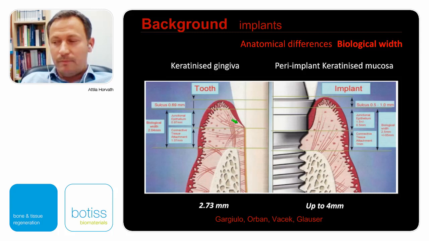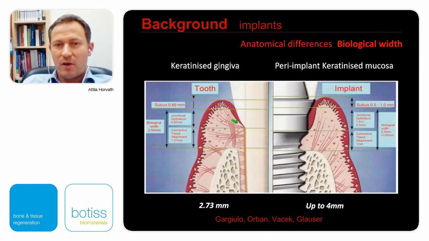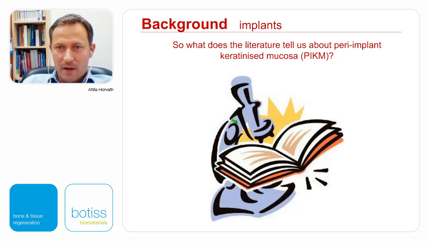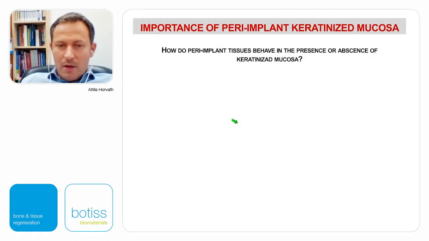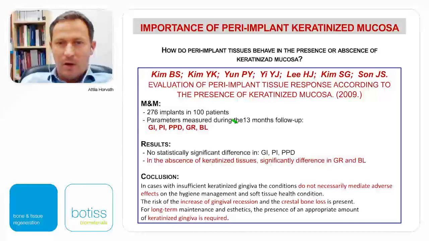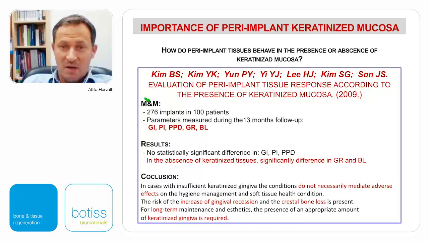And also some minor differences in terminology: we obviously call it keratinized gingiva at teeth and peri-implant keratinized mucosa at the implants. So again, let's have a look at what the literature tells us on peri-implant keratinized mucosa. I quoted two papers. The one is from Kim et al., so the Kim family or dynasty. They investigated 276 implants in 100 patients, which is quite a nice number. And the parameters were inflammation, gingival index, plaque index, pocketing, recession, and bone loss.